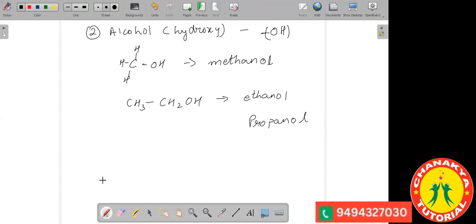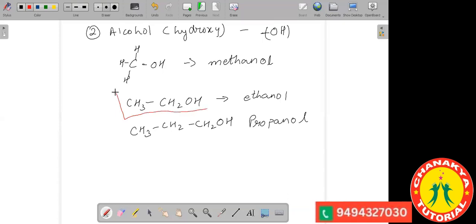Okay, propanol. This should be the structure of the propanol. If you have drawn it, it should be CH3CH2CH2OH. Okay. Now, if you see for ethanol, we are mainly concerned with ethanol.